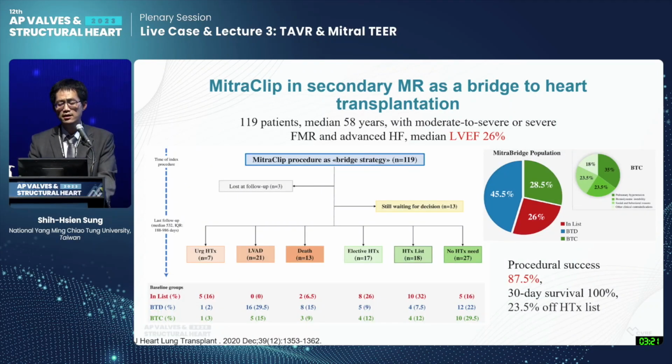home. They said that our case is also aligned with the MitraBridge registry of about 120 patients with advanced heart failure and 3 or 4 plus MR. Median LV ejection fraction is only 26. The patients may have been on this or are feasible for heart transplantation after the TEER procedure. Although the procedure success rate is less than 90%, more than 20% of patients can avoid heart transplantation. And the most impressive is that the 30-day survival is 100%. There was 0 mortality after the TEER procedure.